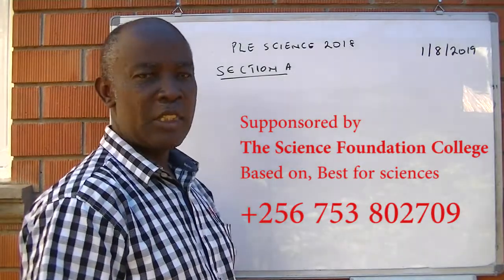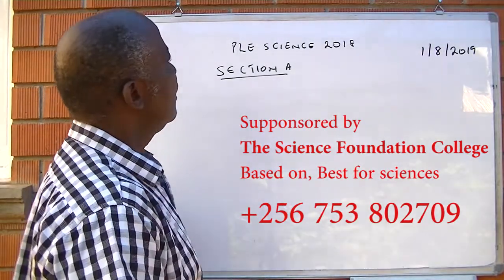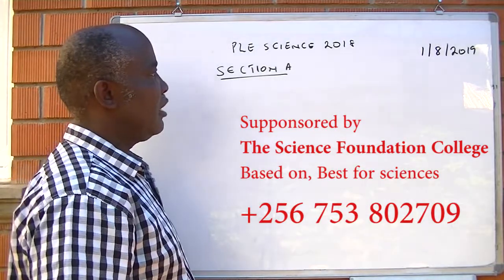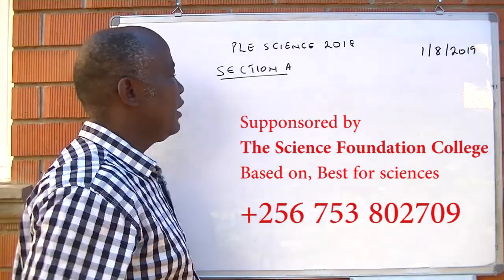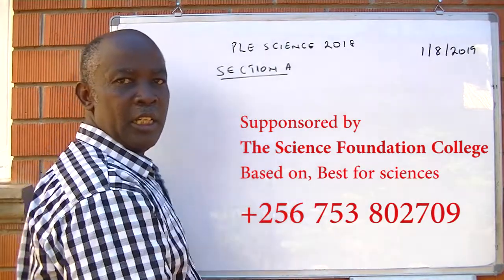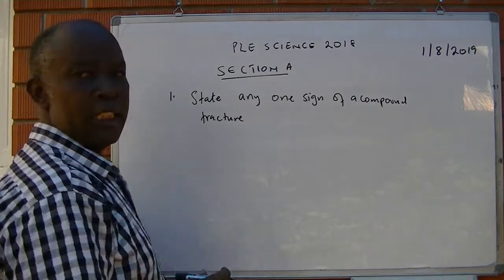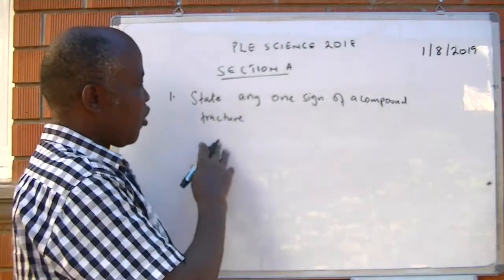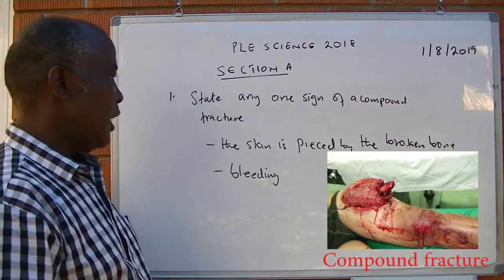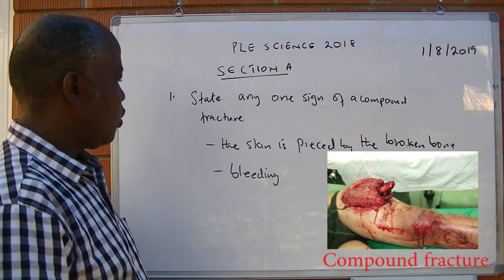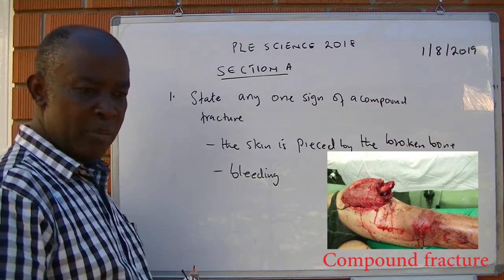1st August 2019, we are going to revise PLE Science 2018, Section A. Number 1, state any one sign of a compound fracture. The skin is pierced by the broken bone. 2, there is bleeding.